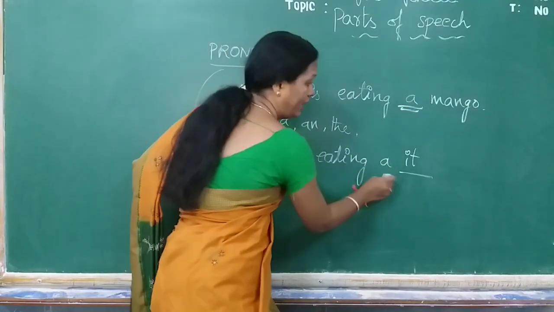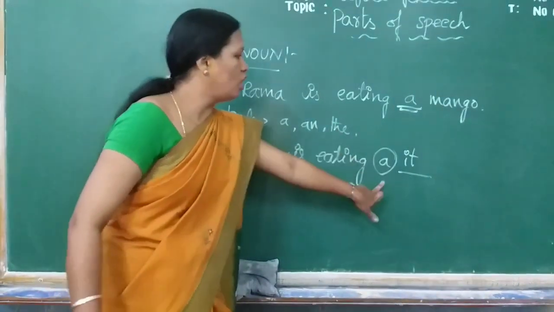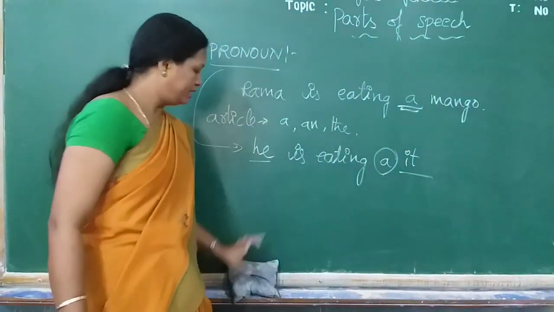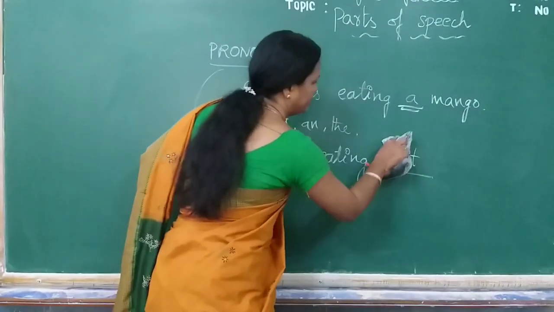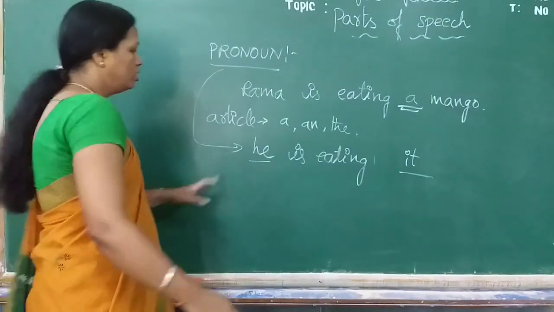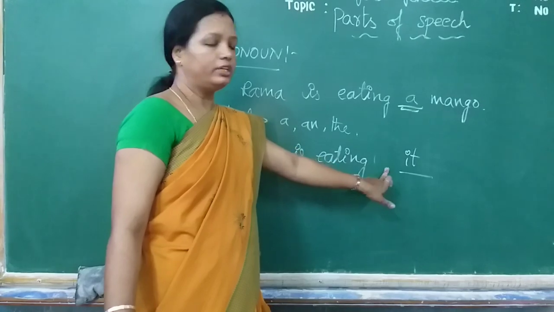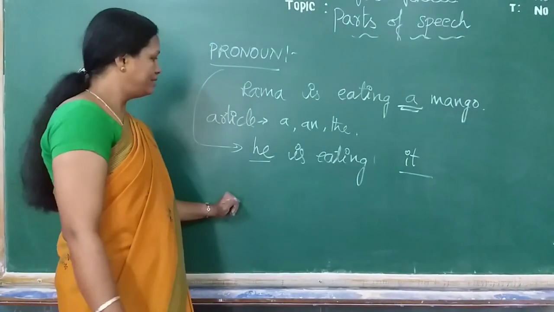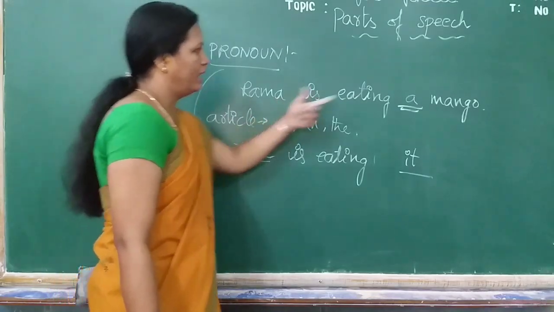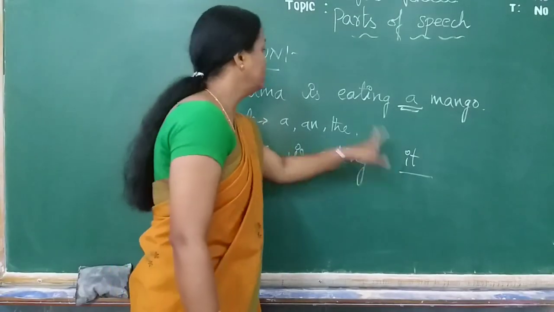So I have written a, but I told you the rule that the article should not come before the pronouns. That is why I erased this, or it will not be a proper sentence. So he is eating it. So here I have skipped a. So that is how the pronoun works. Is it clear, children? So here instead of Rama I have used he, and instead of mango I have used it. So the articles will not be used before the pronouns.